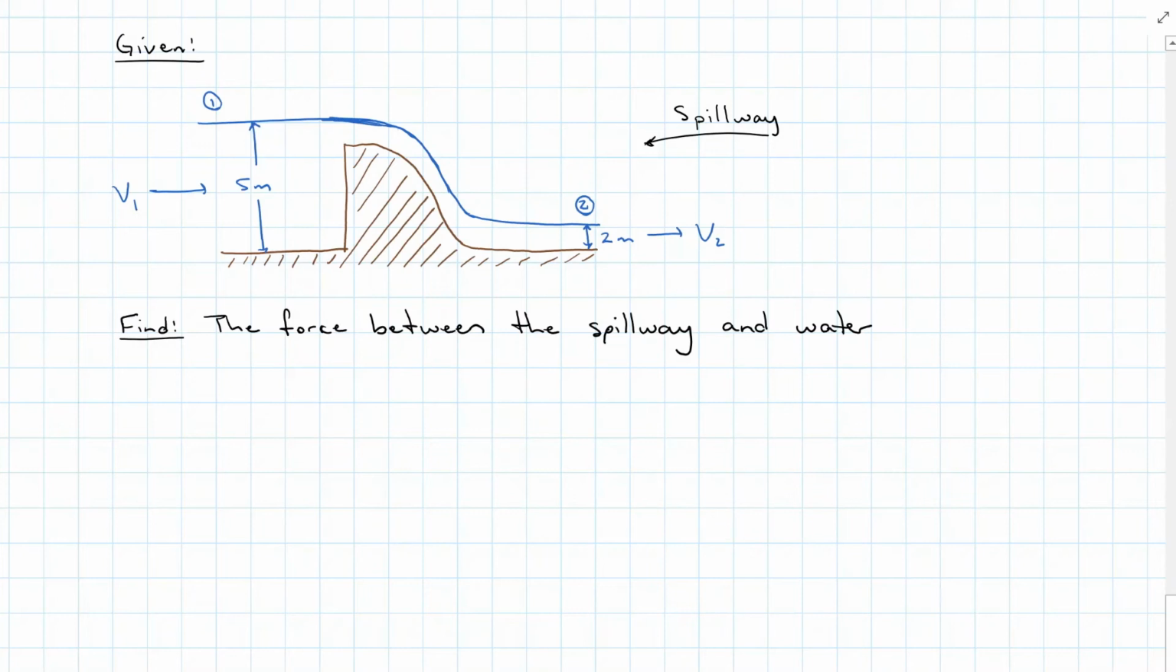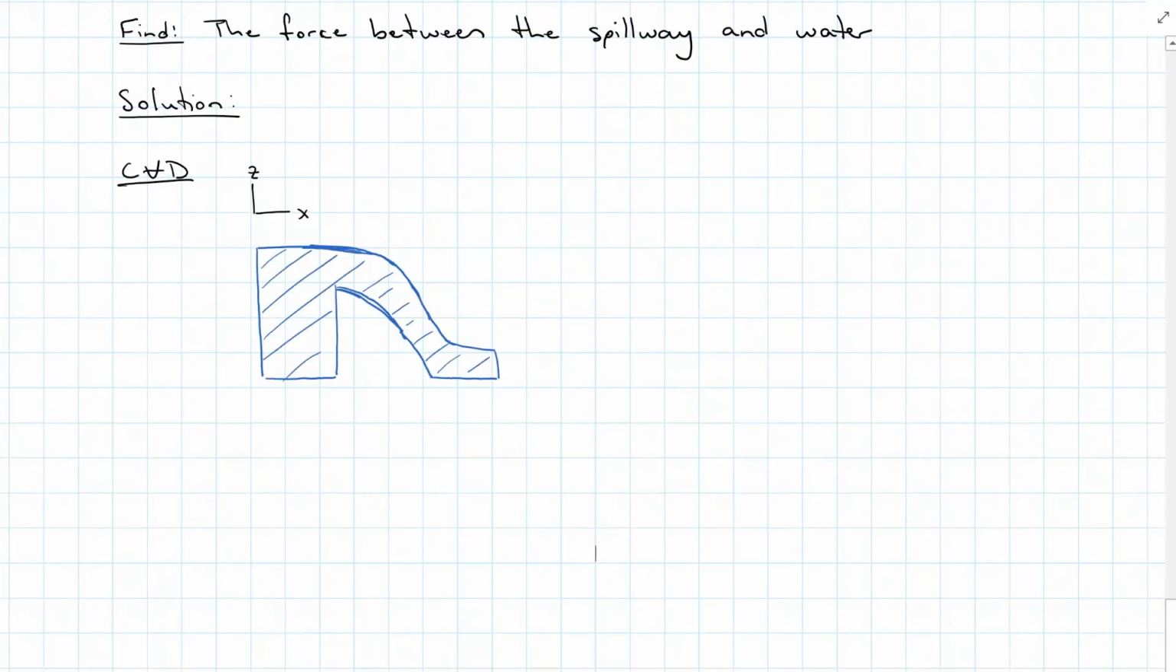This time we're given a spillway, so that's this brown bump in the middle here, that takes our fluid acting at a 5-meter depth, with velocity v1, down to a 2-meter depth with a velocity of v2. We want to find the force between the spillway and the water. My control volume diagram is going to be the water just before and just after the spillway.